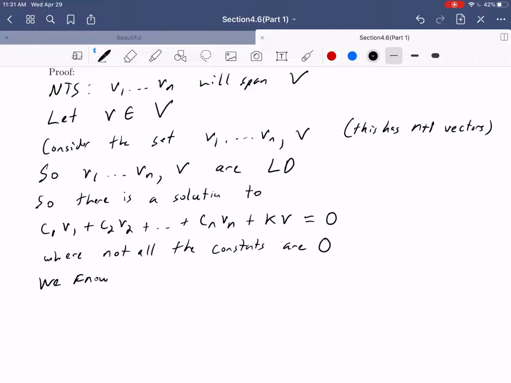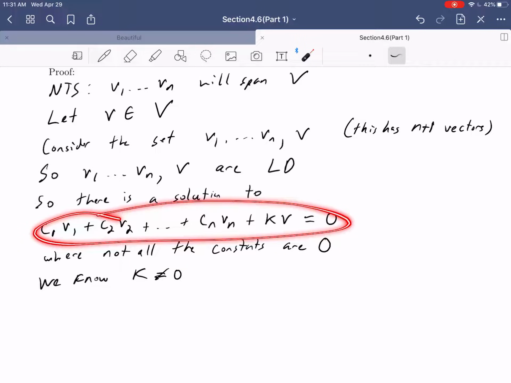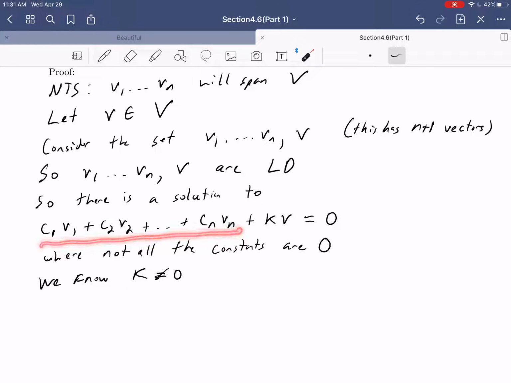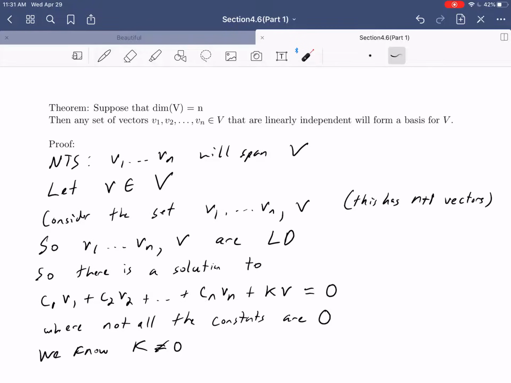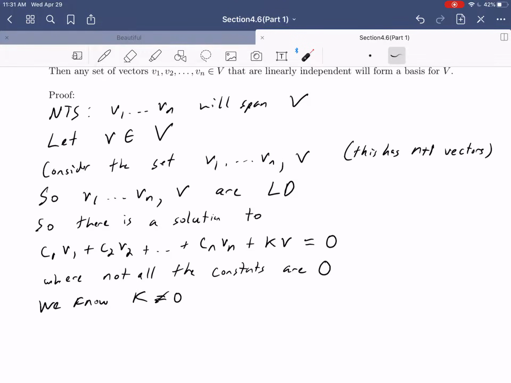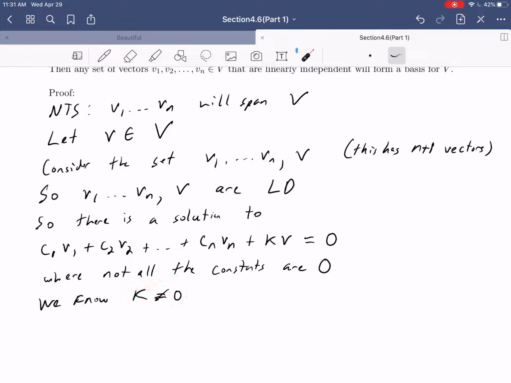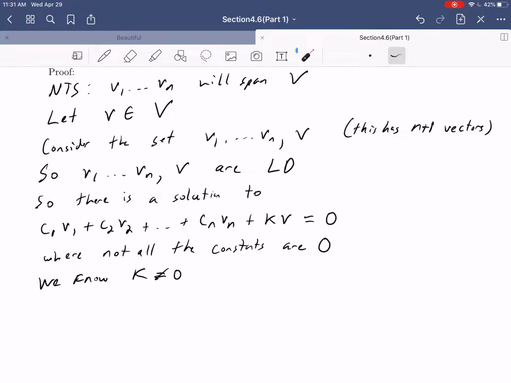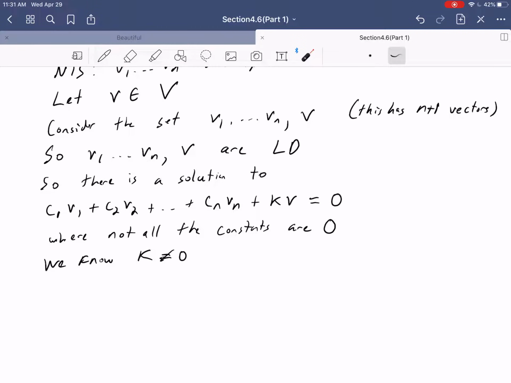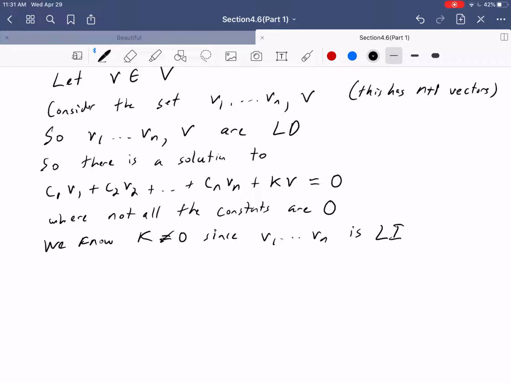We know k doesn't equal 0 because if k was equal to 0, then there'd be some collection of C1 through Cn, where not all of them would be 0, that would be a solution to this. But that would make V1 through Vn linearly dependent, but we know that V1 through Vn are actually linearly independent. So we know that one of the non-zero constants must be the k. So we know that k is not equal to 0, since V1 through Vn is linearly independent. Okay, so let's go ahead and see what we can do with this.